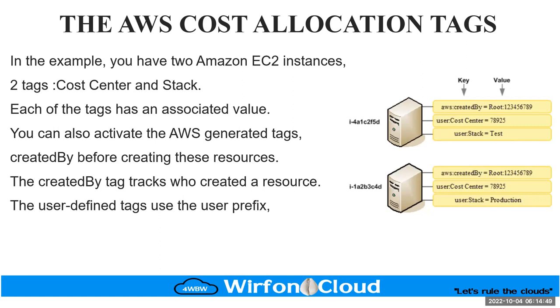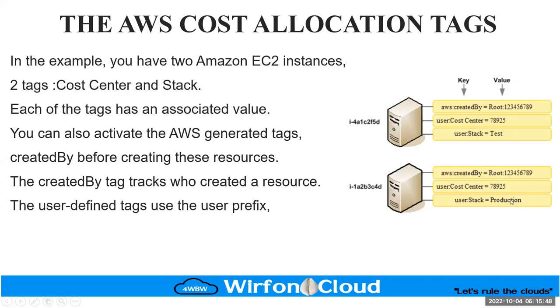In this instance here, we have two Amazon EC2 instances, and you can see we have the cost center tag and the stack tag. The cost center is 78925, and the user tag for the first EC2 instance is test. Which means that for those that are doing testing, you can know how much you've spent. In the report, if you want to know what you are spending on those doing testing on this particular service, you will check by this tag. And if you look here, the stack is production.